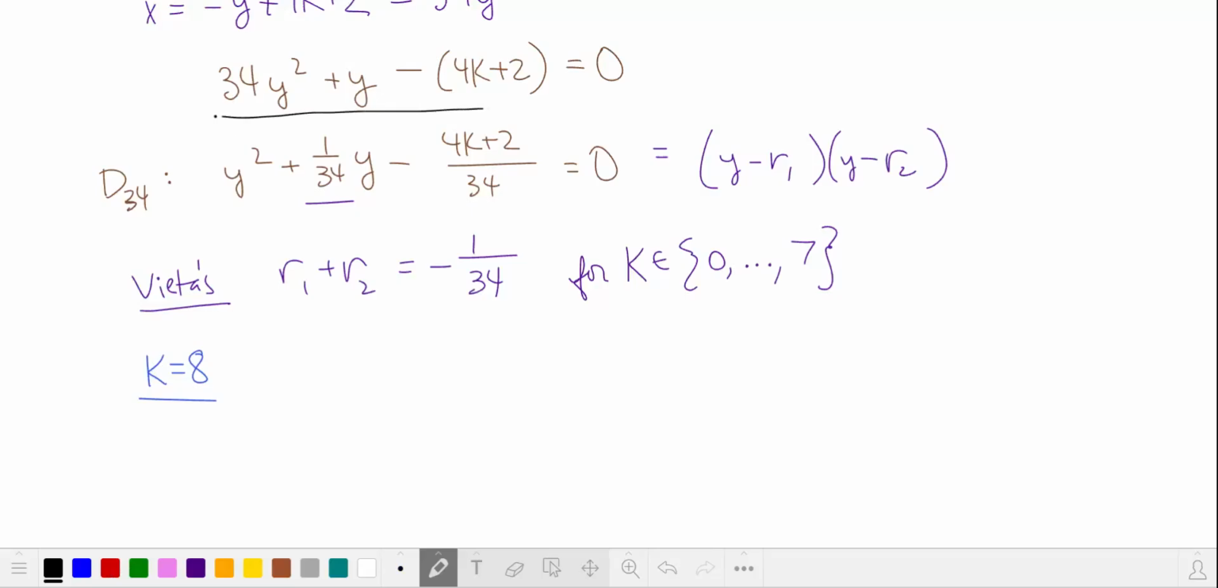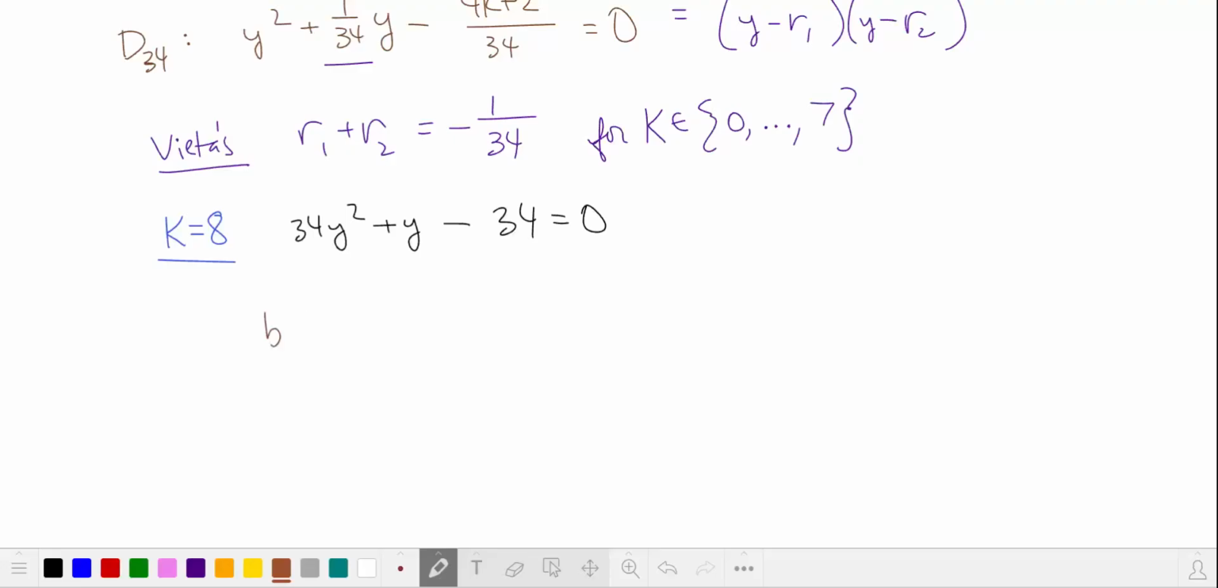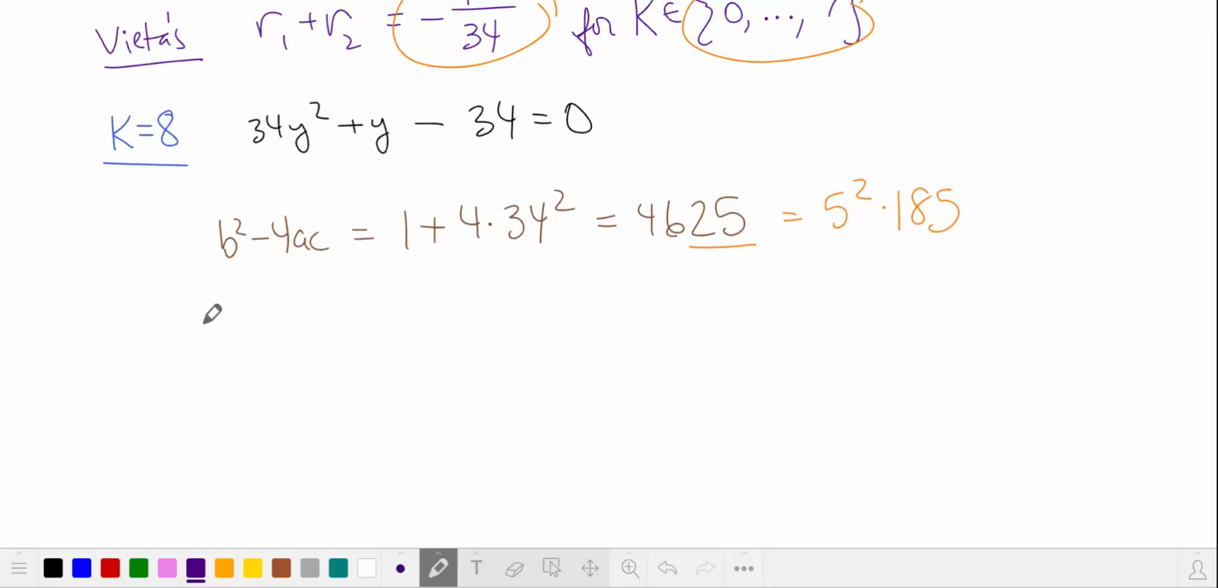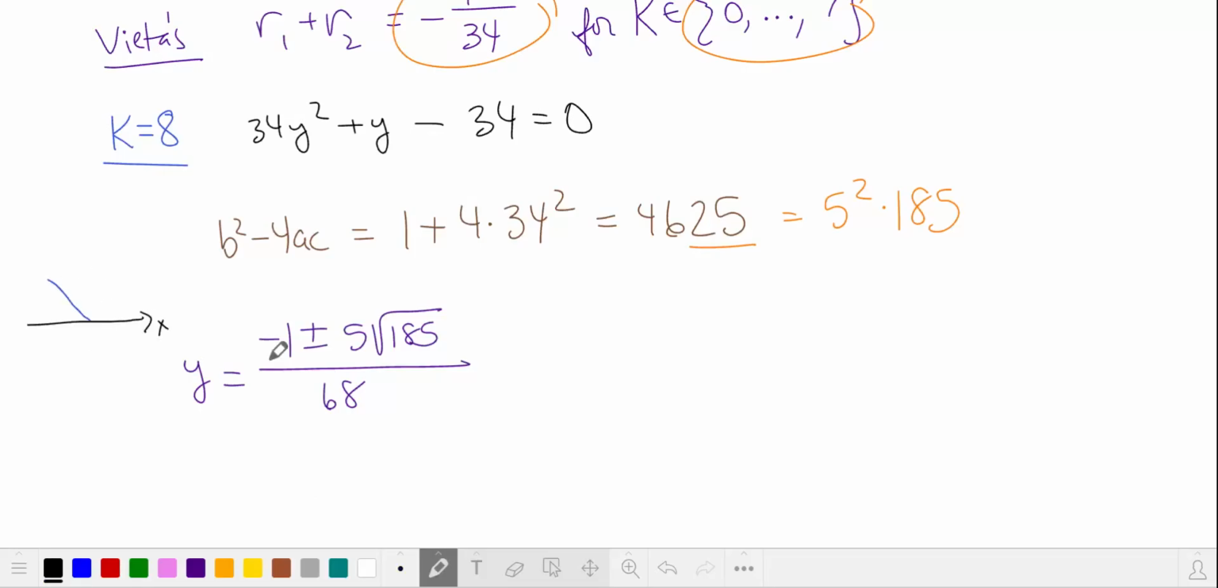So let's rewrite this quadratic where k is equal to 8. This constant becomes minus 34. Let's calculate the discriminant separately, and then we'll use the quadratic formula. Multiplying this out, we see we get a number that's a multiple of 25. Now we'll solve for y with the quadratic formula. That's negative 1 plus or minus 5 root 185 over 2a. We're only interested in the part of this interval that's above the x-axis, so y is greater than 0. We'll take the positive solution.